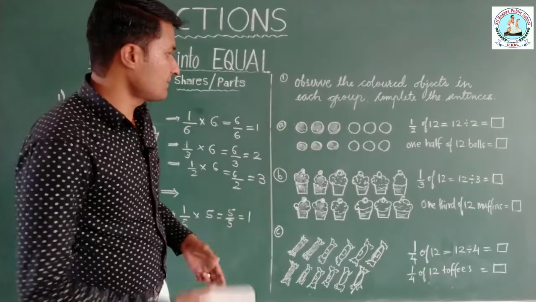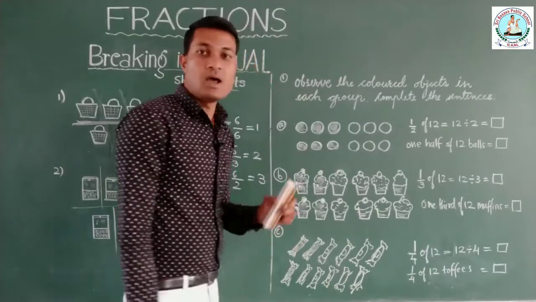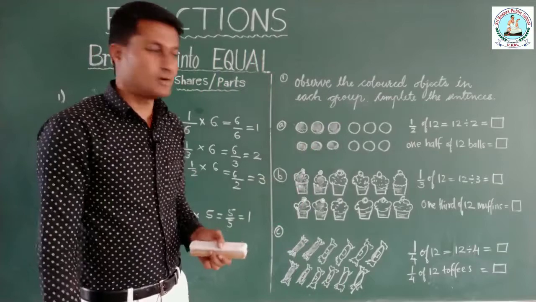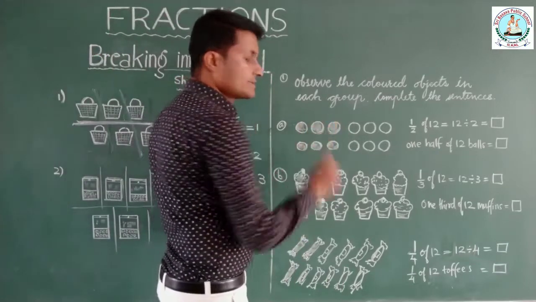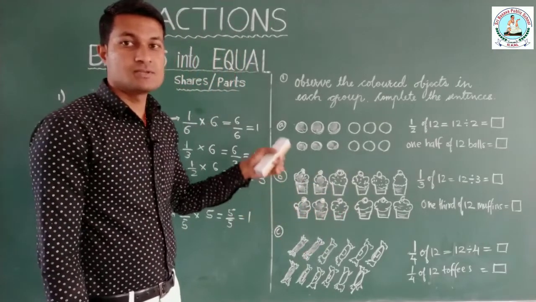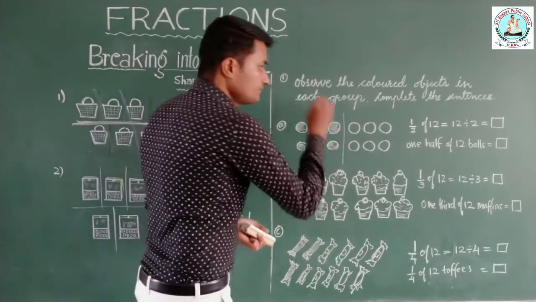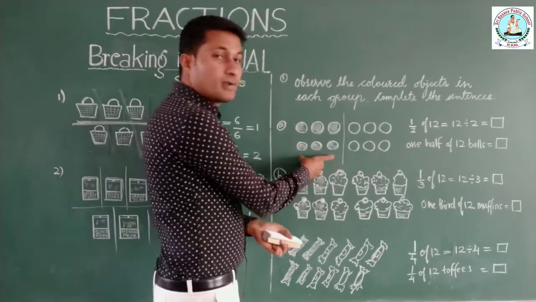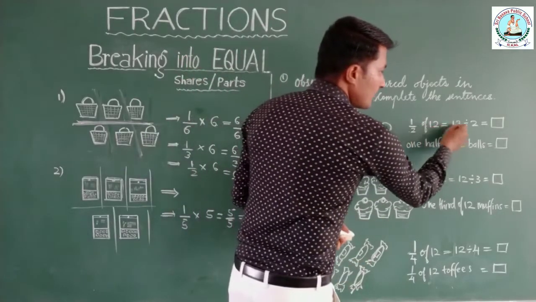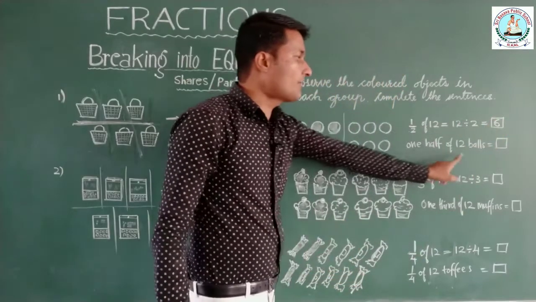So let us take up the first one. So here we got how many balls? 12 balls. Then out of 12 balls, how many balls are colored? 2, 4, 6. So out of 12, 6 balls are shaded, colored. Then what does it mean? Which means we have colored half of the 12 balls. So what is the half of 12 balls? 12 divided by 2 is how much? 6.